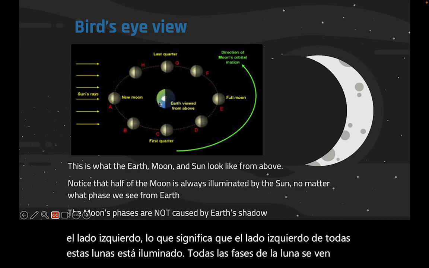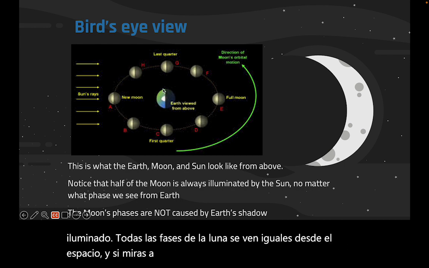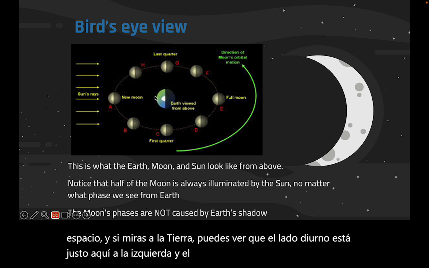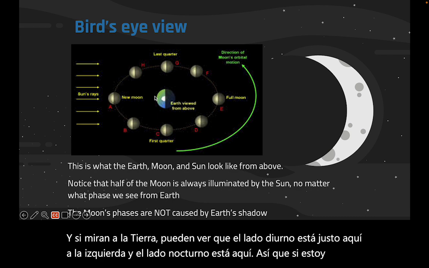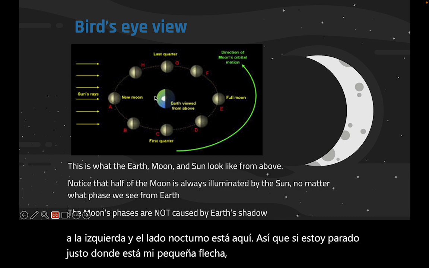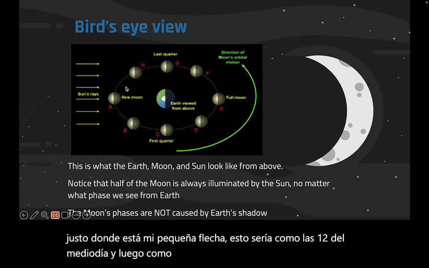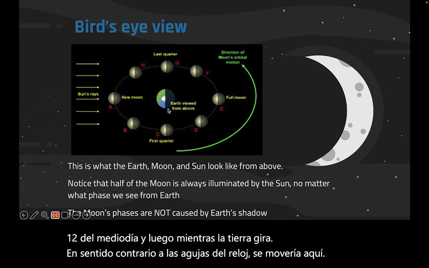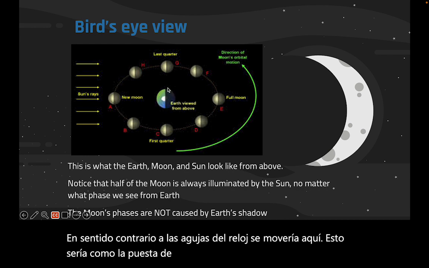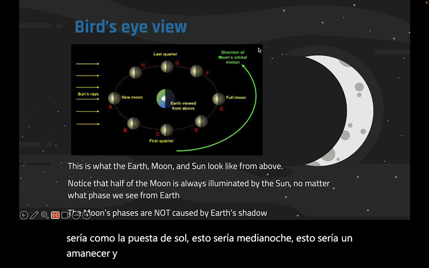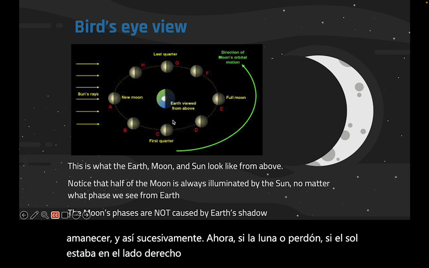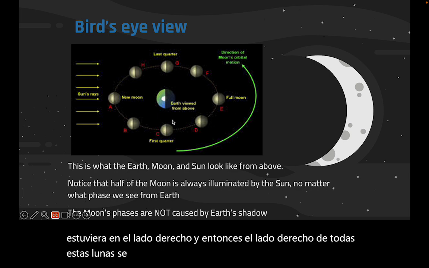And if you look at the Earth, you can see that the daytime side is right here on the left and the nighttime side is over here. So if I'm standing right where my little arrow is, this would be like 12 noon, and then as the Earth spins counterclockwise, it would move here. This would be like sunset, this would be midnight, this would be sunrise, and so on and so forth. Now if the sun was on the right side, then the right side of all these moons would be lit up, and this would basically be like a mirror image.